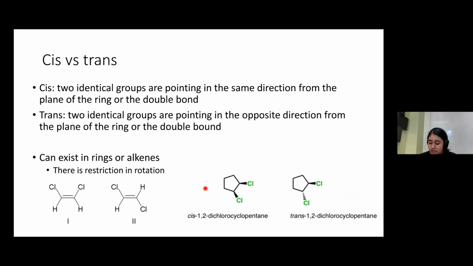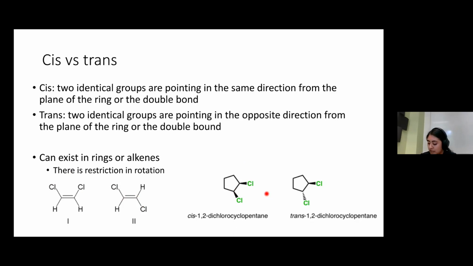So when we're talking about cis and trans, we're talking about the carbons that are in the double bond, or in the case of this ring, where the same groups are attached. So we're looking at two identical groups, in this case, chlorine and chlorine. We're looking at these two carbons. First, this one: these two chlorines are on the same side, that is cis. These two chlorines here are on opposite sides in relation to the double bond, so these are trans.